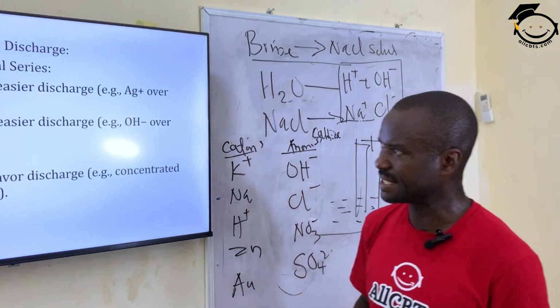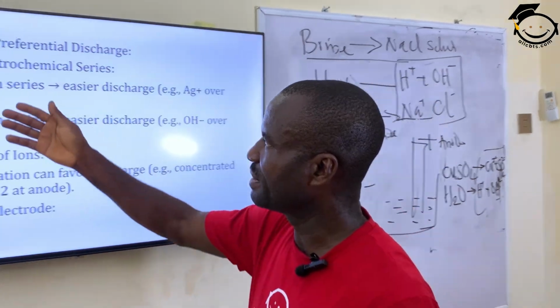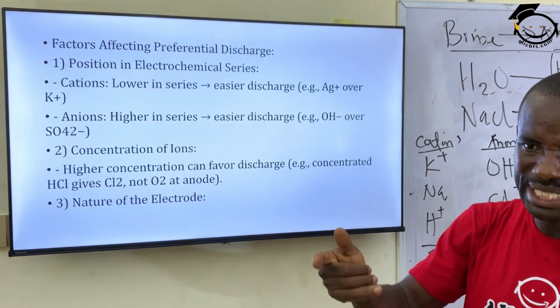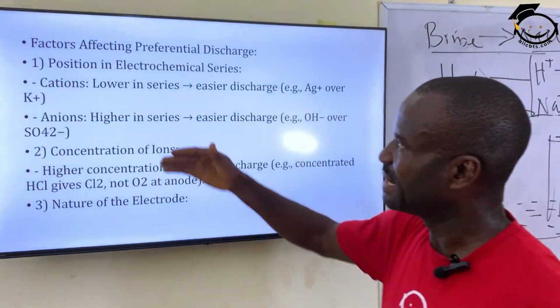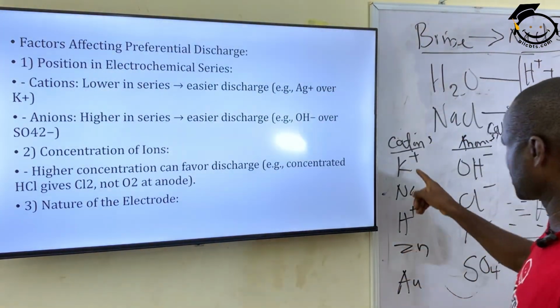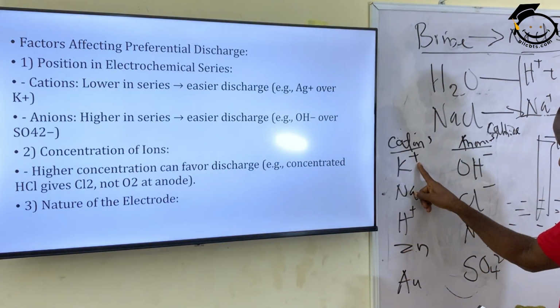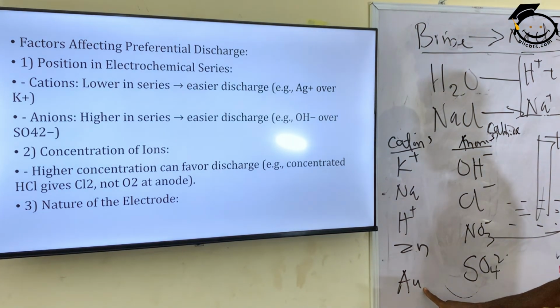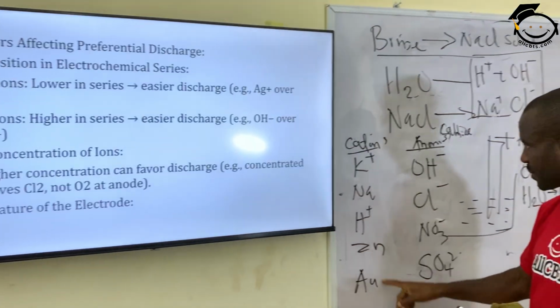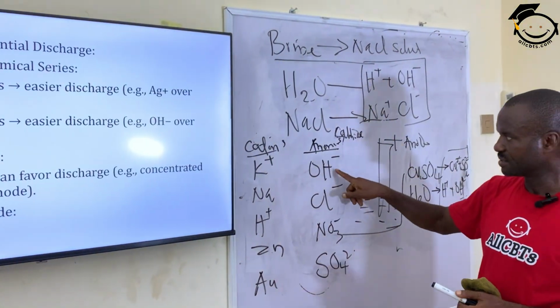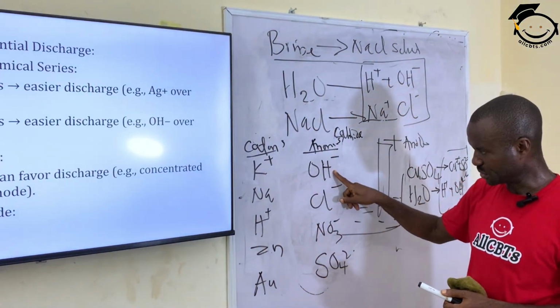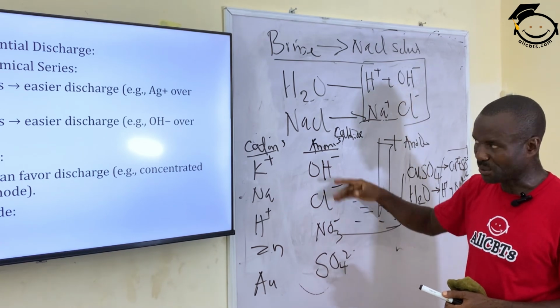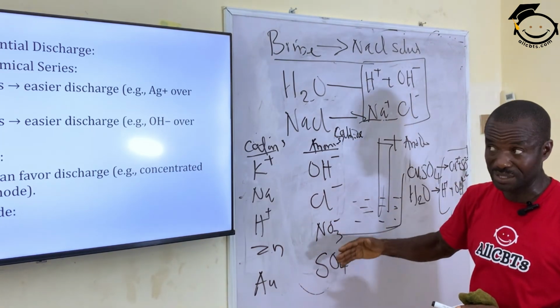So let's look at the conditions here. For a cation to be discharged, one of the conditions is that you look at its position. Potassium is in the first position; 1, 2, 3, 4, 5, gold is in the 5th position. For anions, hydroxide is in the first position and chloride is in the 2nd position. So you can see the positions of these ions in the electrochemical series.